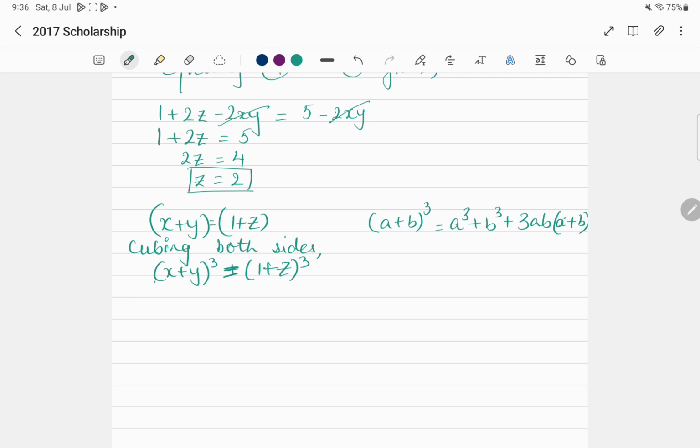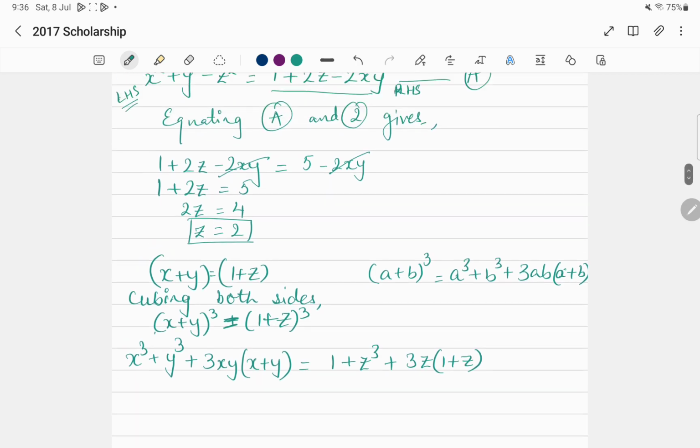Right? So here we will just substitute those things. So we will have x cubed plus y cubed plus 3xy(x plus y) is equal to, the same identity goes here, 1 cubed plus z cubed plus 3 times 1 times z, which is z, (1 plus z). Right, so that's the identity.